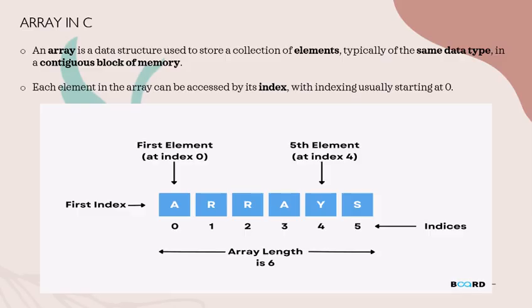Next, arrays in C. An array is a data structure used to store a collection of elements, typically of the same data type, in a contiguous block of memory. Each element in the array can be accessed by its index, with indexing starting at 0. This is the length of an array, which is 6: 0, 1, 2, 3, 4, 5, and so on till n minus 1. The first element is always 0 and the last element is n minus 1.